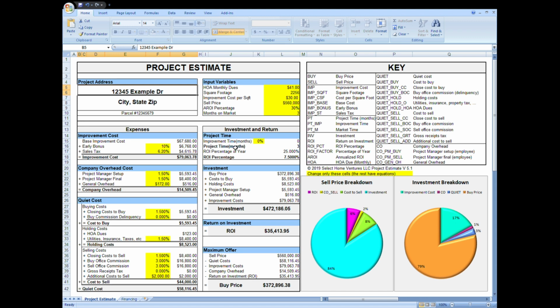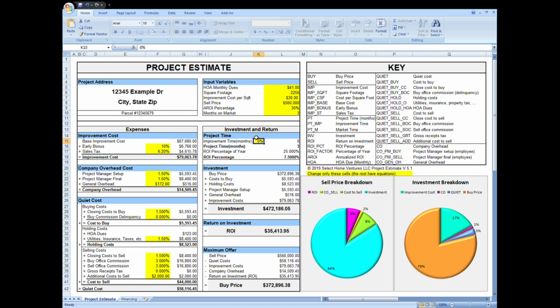We will focus now on the right-hand column titled Investment and Return. This is where we estimate the potential project. There is only one value to change here. The rest of the numbers are crunched by the calculator for us. Still, we'll walk through each one to make sure that everything is clear.